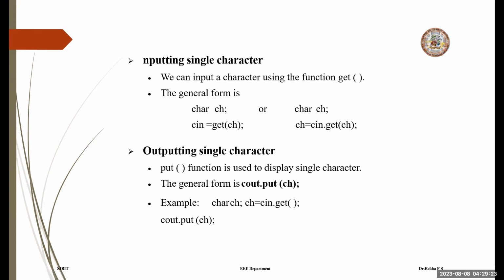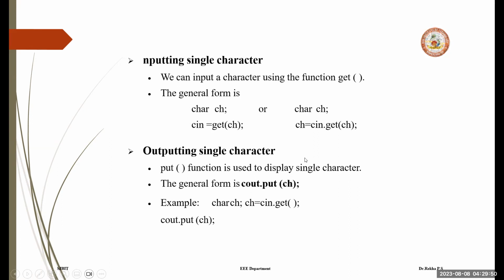So for inputting a single character, we can input a character using the function get. What is the general form of this? You can see here, char ch, we're declaring a variable of type character. cin.get(ch), it will read the character, or ch = cin.get().